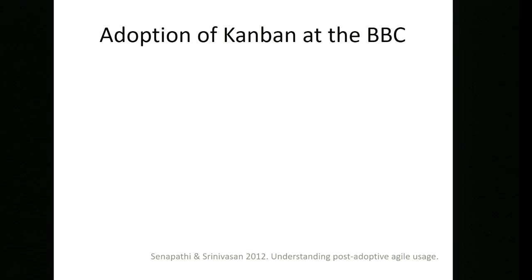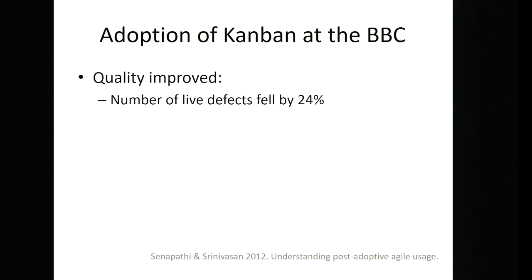A more specific study is one which looked at adoption of Kanban at the BBC. This is quite an interesting one. They went from using their existing system to introducing a Kanban system. This was basically an issue tracking ticketing system, where they were using a Kanban board to manage their work. This was a production system, so it's being used, and they found that the number of live defects fell by 24%, which is great.